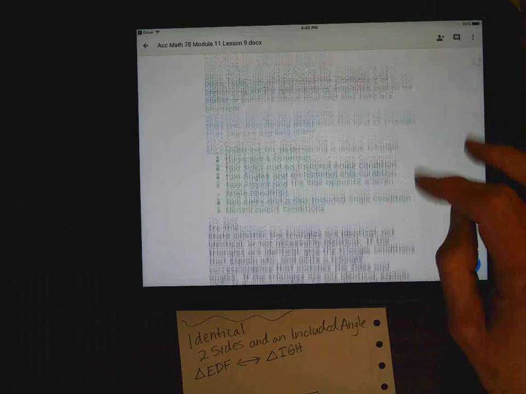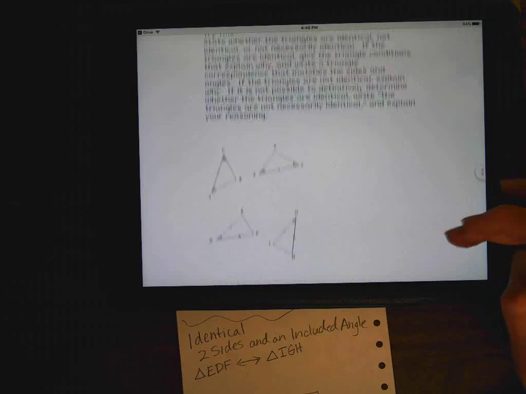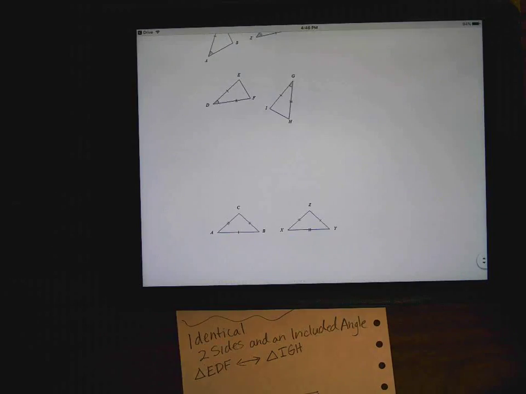That's all we have. All right, let's go back to our goal really quick. Hopefully that was long enough. If not, you can go back and pause it. Our goal today: we will practice the conditions of identifying unique and identical triangles, which we just did. Write a viable argument, which we did, and how and why they are identical. So by saying identical, telling the condition that it is, and then the correspondence does all of that for us. Question: how do you determine the kind of triangle that you are working with? By using, that's right, 6 conditions. Okay? So hopefully you don't have any other questions with that.